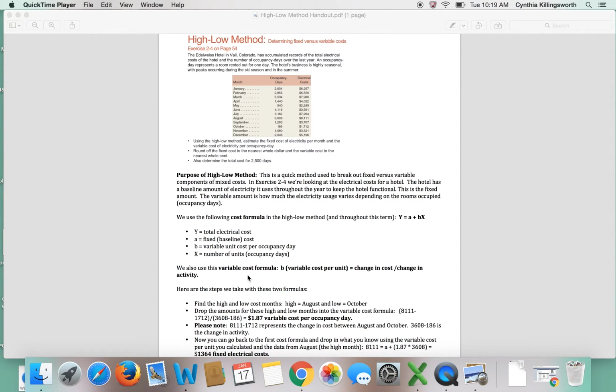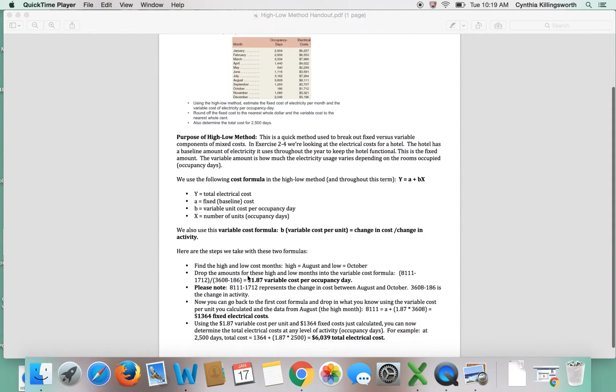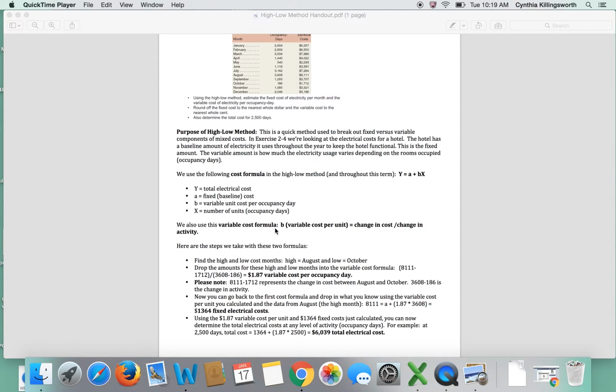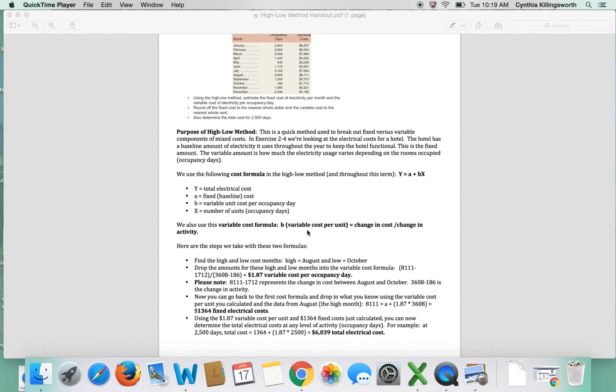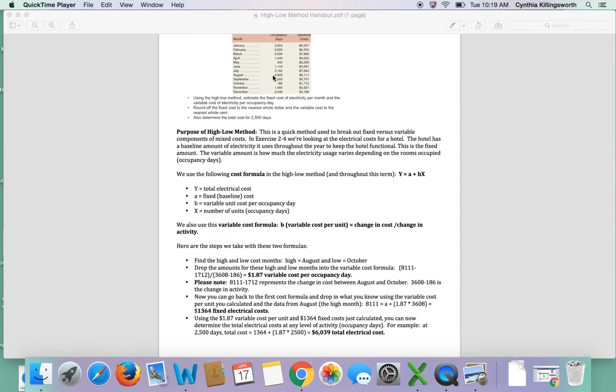So we also have to use the second formula, which is the variable cost formula for the high-low method. Now, this is just specific to the high-low method. So what we're going to calculate here is what is the variable cost, which is B. It's going to be the change in cost that we see up in this table divided by the change in activity. So let's see how this works.